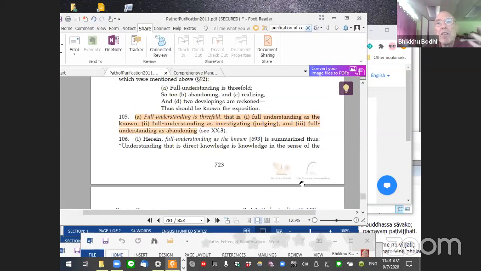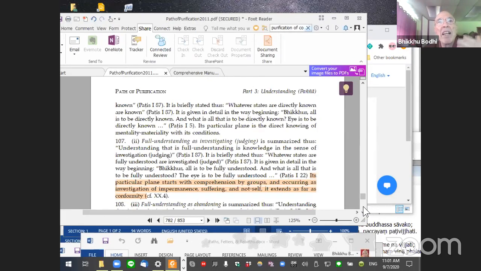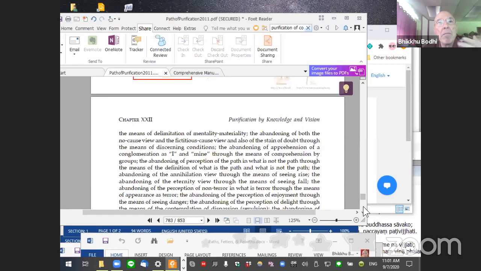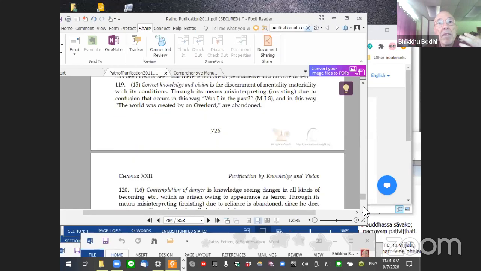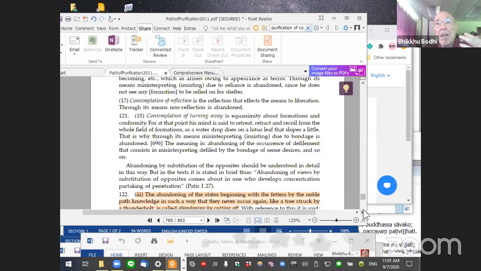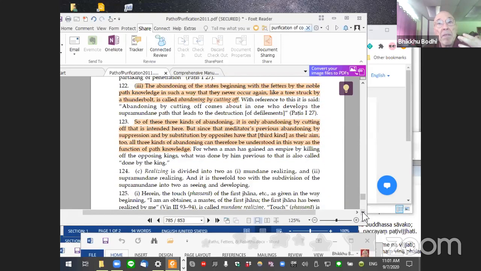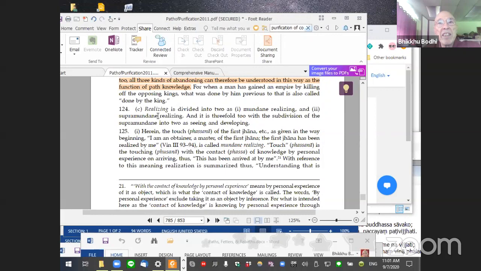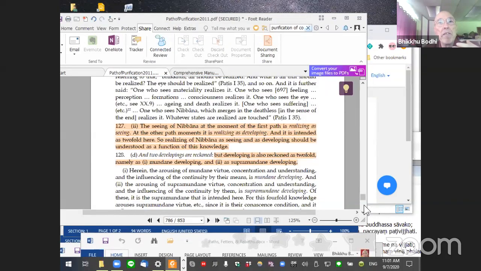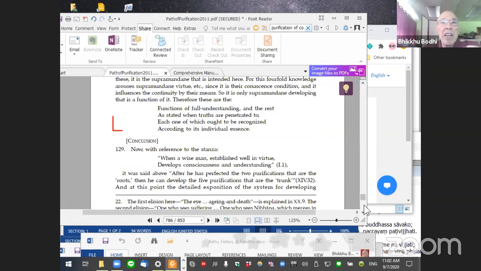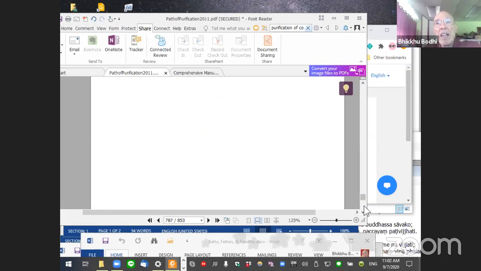Okay, then the Visuddhimagga will go into more detailed explanation of full understanding, abandoning, realization, and development. But we don't have time to take those now. And so with this, we conclude this chapter on the attainment of the paths and the fruits. Okay, so now I think we can take some questions.